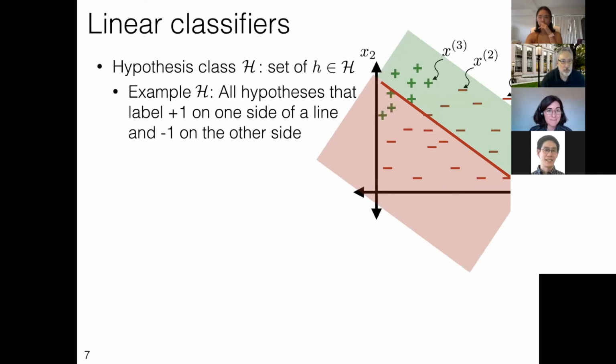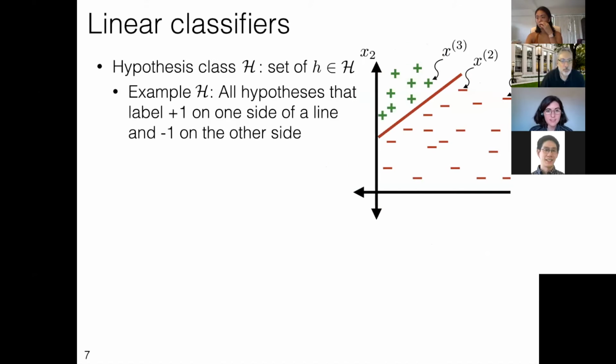Here's a different hypothesis that's based on the same line. Let's take the same line, but now let's predict plus on this side of the line and minus on this side of the line. So that's a different hypothesis in this class. Here's yet another hypothesis in this class. Here's a line, and I'm going to predict plus on this side of the line and minus on this side of the line. Now, I think you'll probably already have some intuition that there's 3 hypotheses we just named. Some of them are better than others.